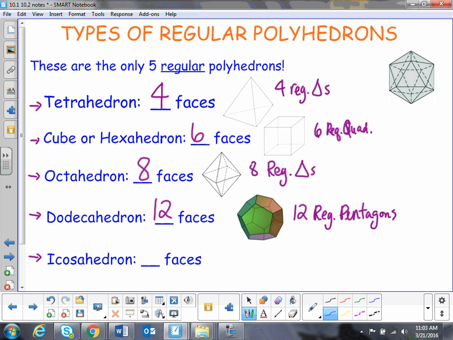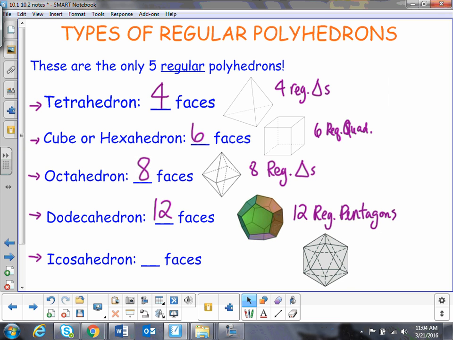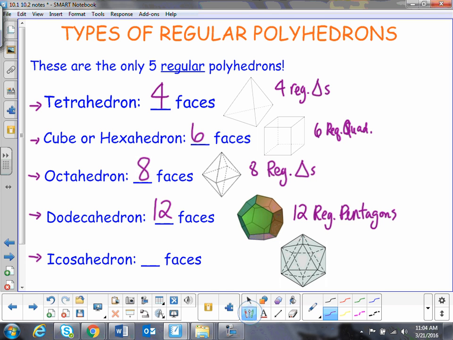And the last one, the icosahedron. She studied these terms because everybody was forgetting this one. How many faces do you think it has? I'll let you stare at it for a little bit. 14 is incorrect. 20 is correct. Our regular what? Triangle. So this has 20 regular triangles.